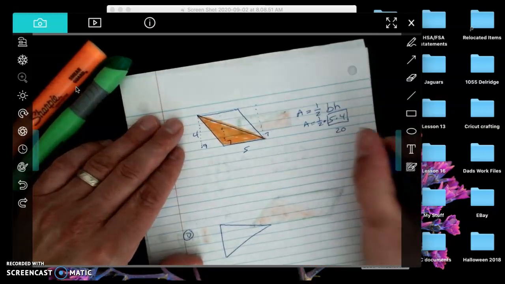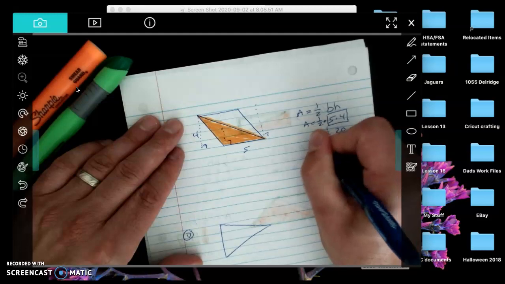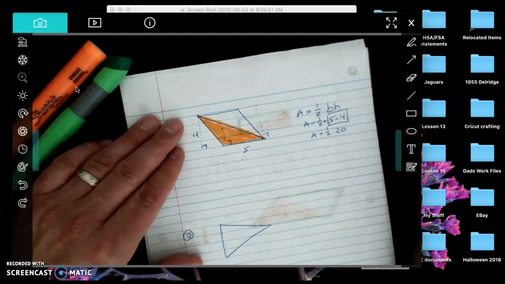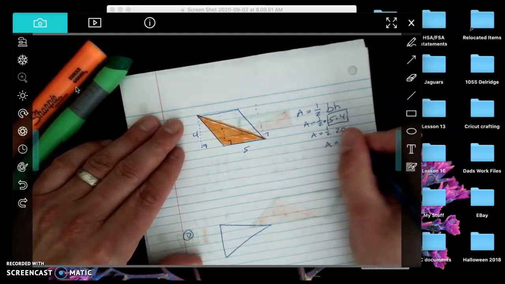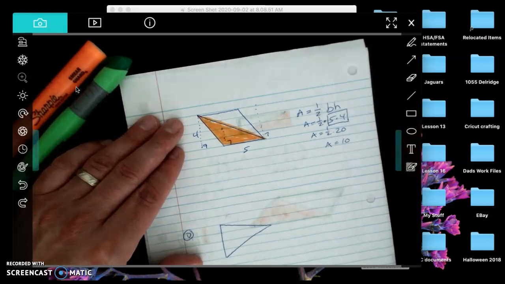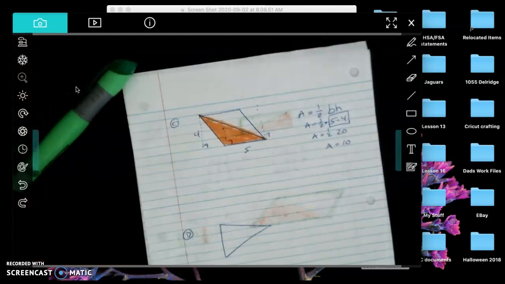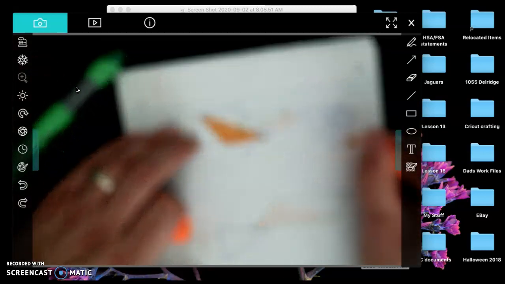But then at the end, I need to take 1/2. So 1/2 times the 20. And then I have half of 20 is obviously 10. So the area of the orange shaded part, the orange part, is 10. That would be the area of that.